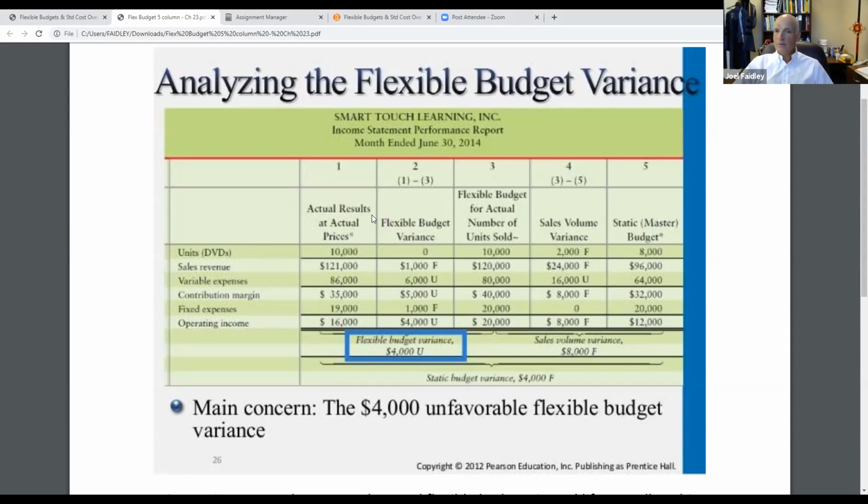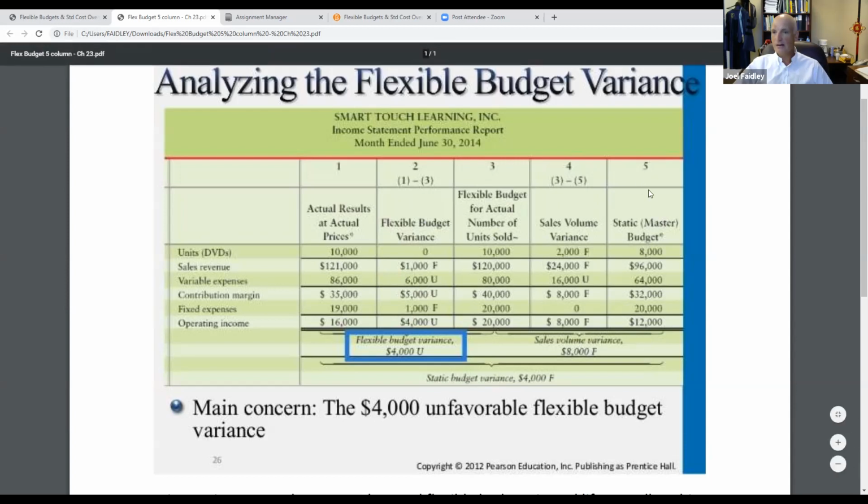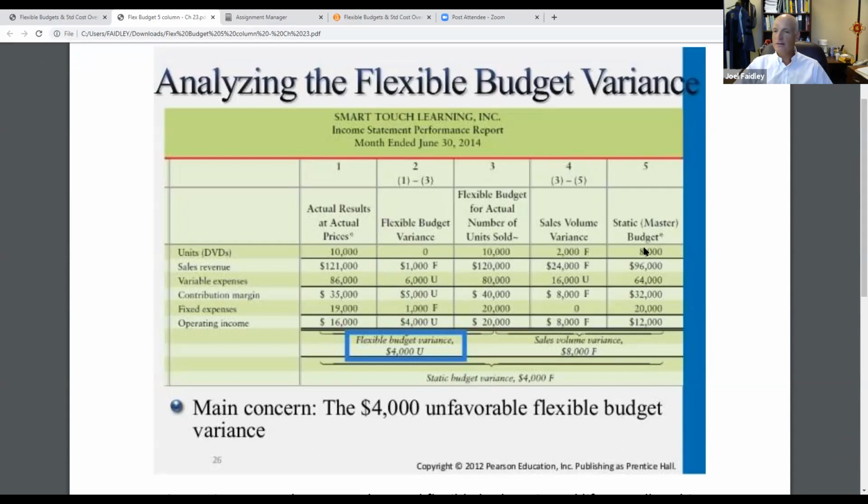So the first thing you want to put in here when you're putting one of these flex budget variants together, if you're assuming all this is blank, it's going to be column 5 out here. And I can't click on that and highlight it, but column 5, that's your static or master budget.